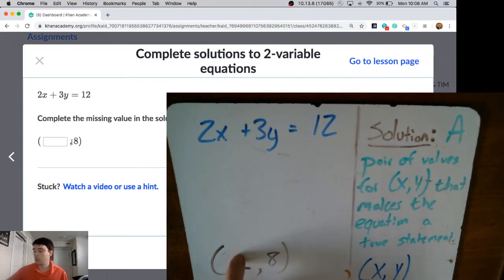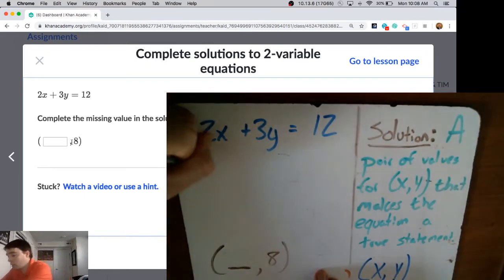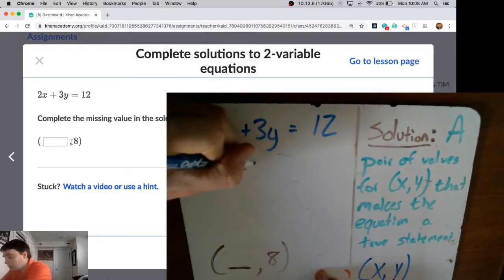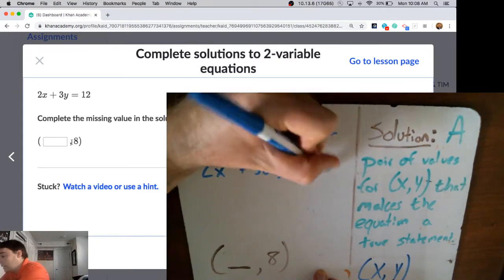So in that case, if I want to determine the x, I'm going to replace the y with 8. So the equation becomes 2 times x plus 3 times 8 needs to be equal to 12.